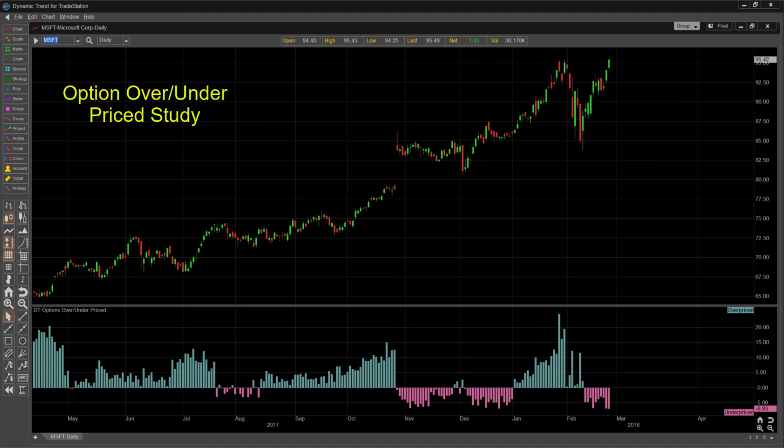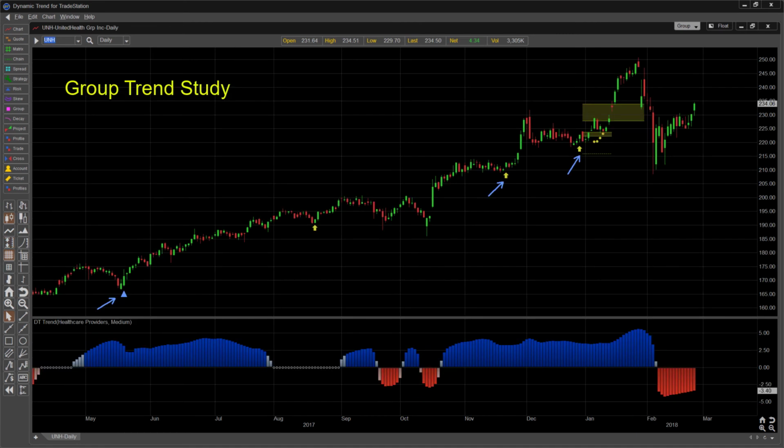The options over-under price study is based on comparing implied versus historical volatility. Underpriced means less than normal option premiums. Group trend shows the collective strength or weakness of all stocks in a group. Signals in the direction of the group trend are generally strong.